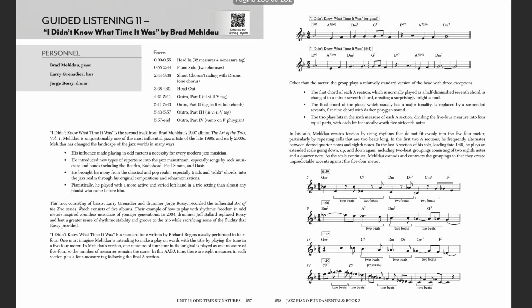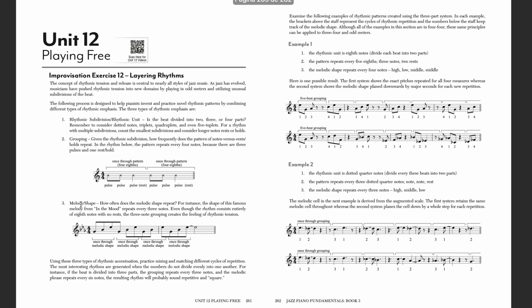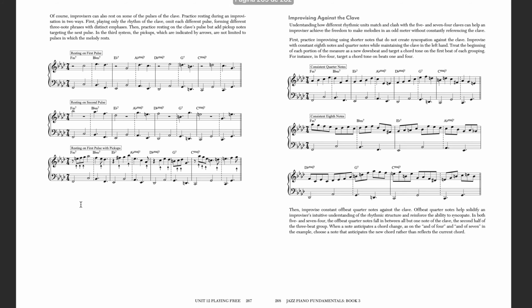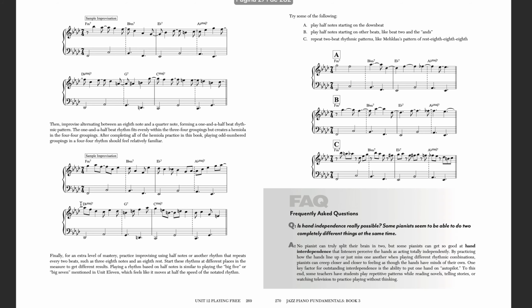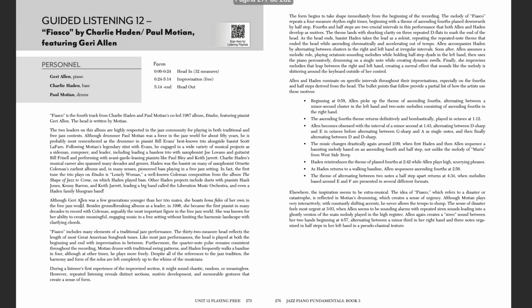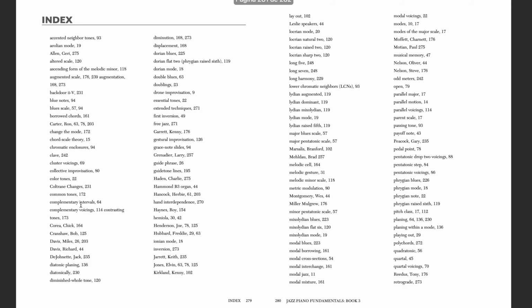"I Didn't Know What Time It Was". Great Brad Mehldau solo. And then unit 12, we start dealing with playing free. We talk about layering rhythms. We keep going with playing in odd meters and talk about improvising with and against odd meter claves. Unit 12, playing free. And then this great Geri Allen, Charlie Haden, Paul Motian.